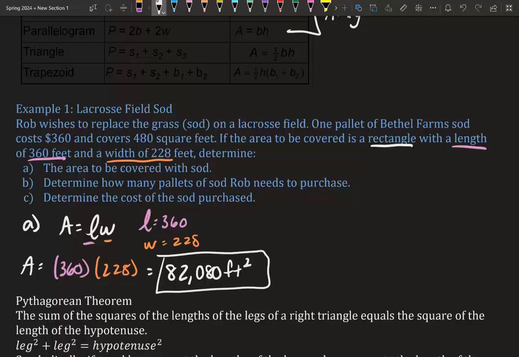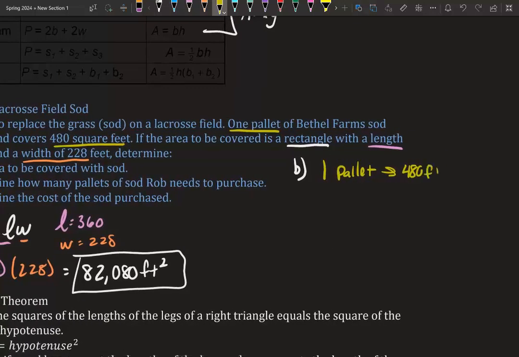All right, now we need to know how many pallets we need. So it told us that one pallet covers 480 square feet. So when we're trying to find how many things we need, or the cost per ounce or the cost per unit, it's going to be the area we have covered or need to cover over how much one pallet covers.